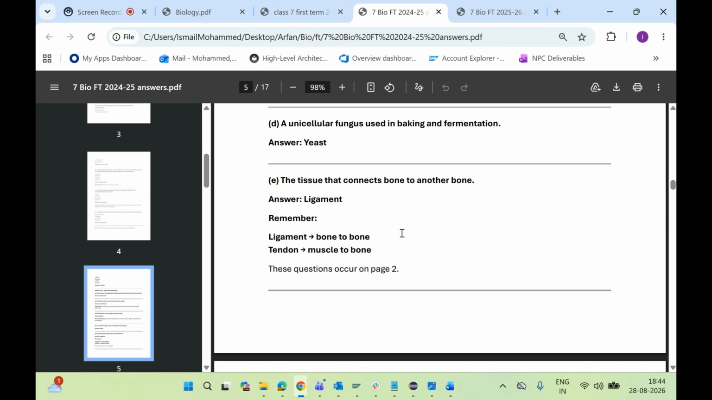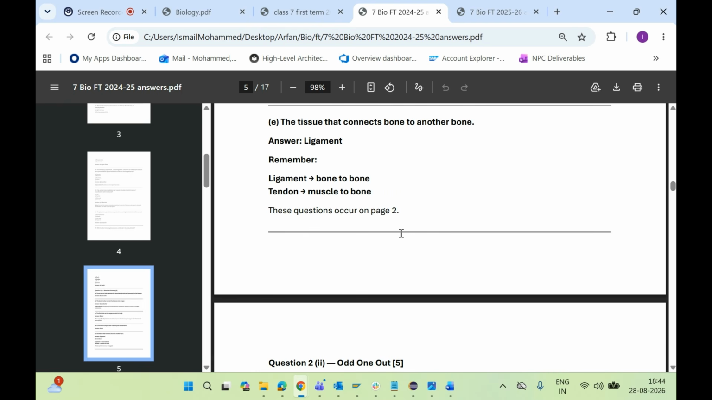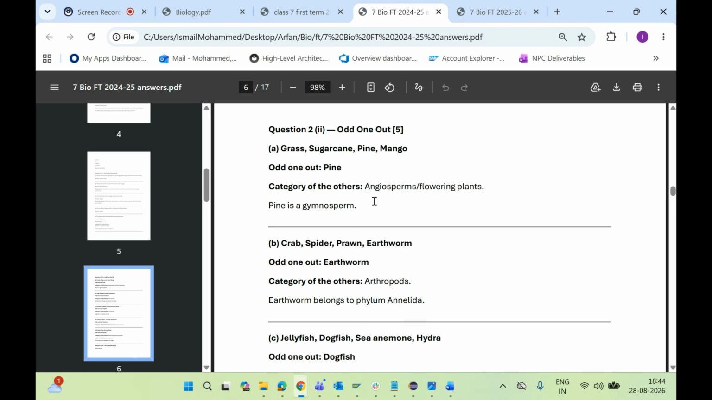Okay, next one, a unicellular fungus used in baking and fermentation is yeast. So this is important. Yeast is the fungus used in baking cakes, and it is also used for the fermentation process for wine and beer. Okay, the tissue that connects one bone to another bone is called ligament. So we have to remember that ligaments connect bones, whereas tendons connect muscles to bones. Okay, the odd one out: grass, sugarcane, pine, mango. Odd one out is pine, because the others are angiosperms, whereas pine is a gymnosperm.